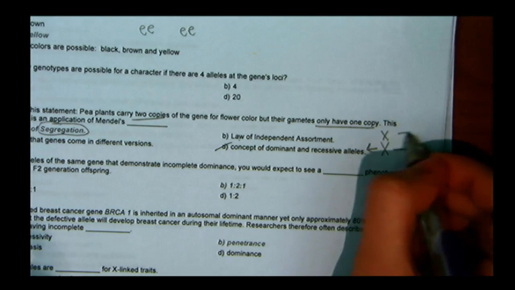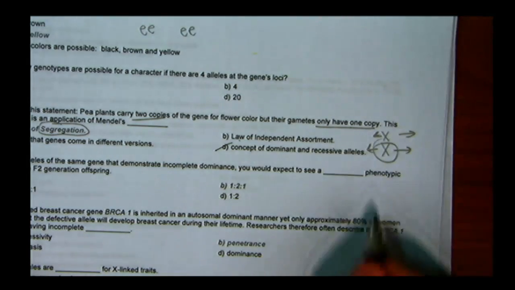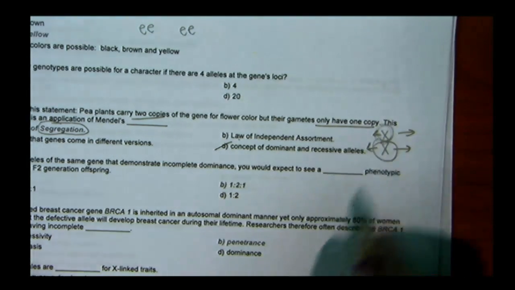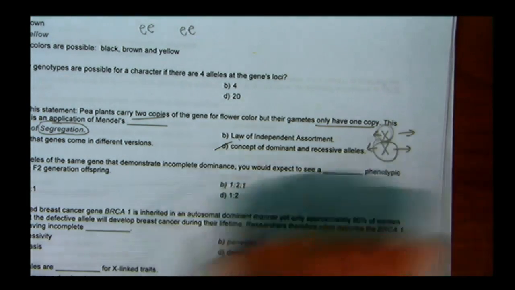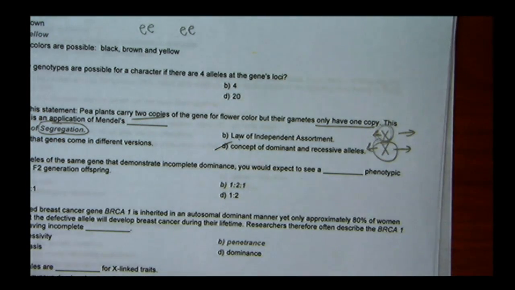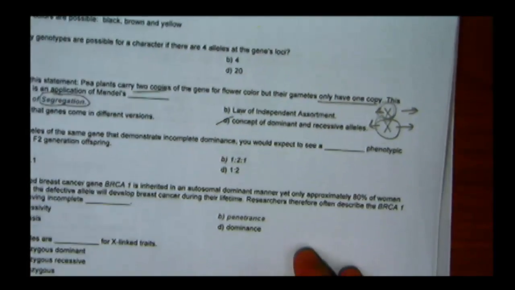So if the question said something like, pea plants carry genes and their genes separate independent of one another, or regardless of what one gene separates, another one separates, that would be independent assortment. But going from 2 to 1, that would be segregation. That makes sense? Kind of. Sometimes it's difficult to get those vocab terms down.